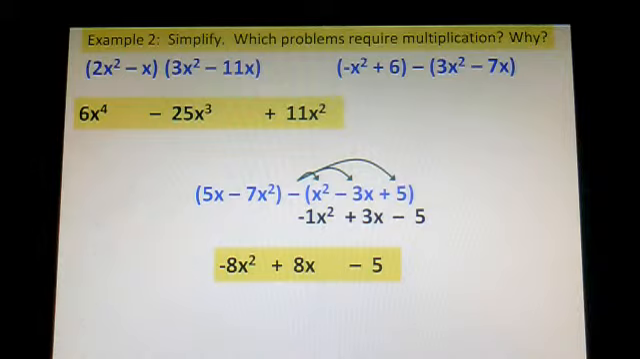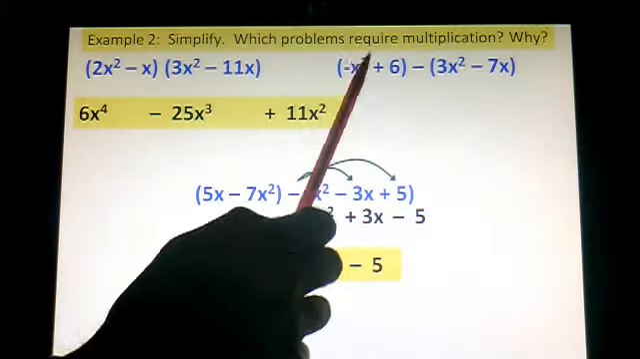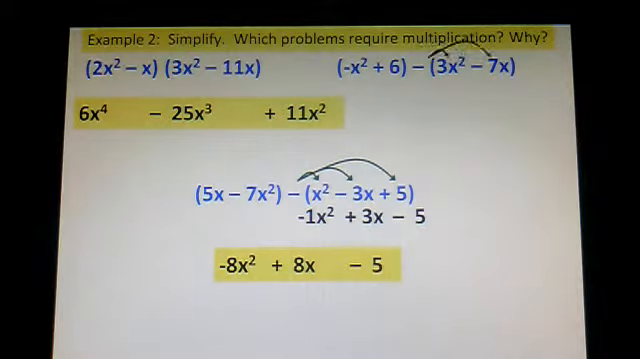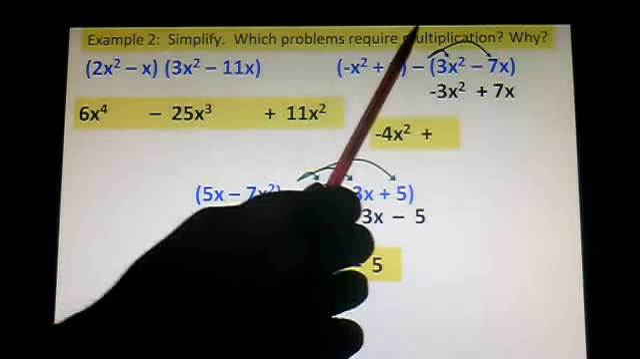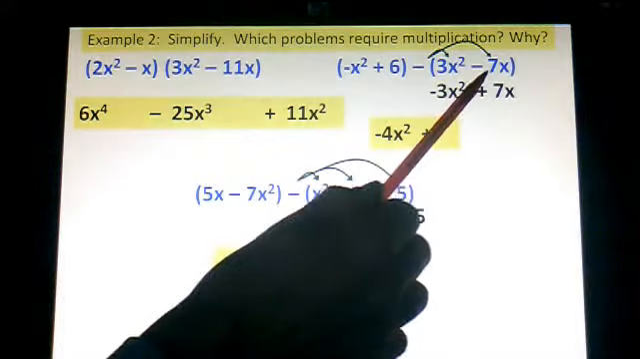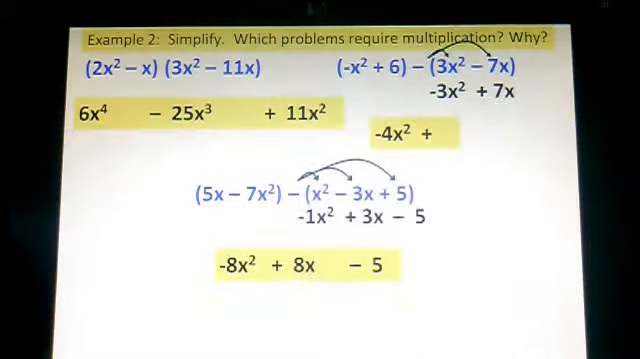So you got a second degree trinomial here, fourth degree trinomial up here. We'll see what this one works out to be. Negative x squared minus 3x squared. Hopefully you get negative 4x squared for that. And then the last part of this, the 6 combines with nothing. The negative 7x became positive 7x, and that's all it is.